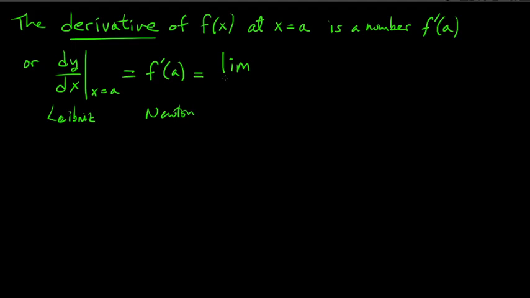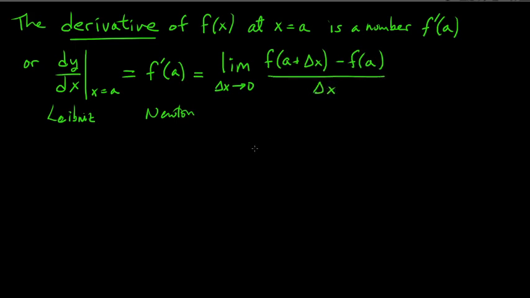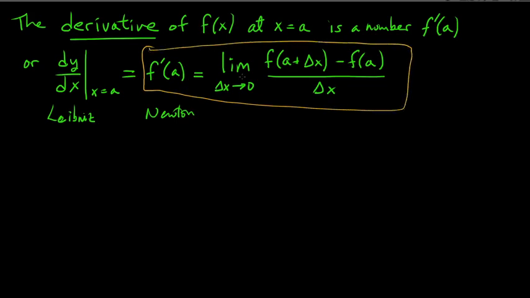So here it is, right? It's the limit as delta x approaches 0. Again, delta x is just some small change in x, right? So it's the limit as delta x approaches 0 of f of a plus delta x minus f of a all divided by delta x. So in order to calculate a derivative, right, we have to calculate a limit. This is the definition. Right?